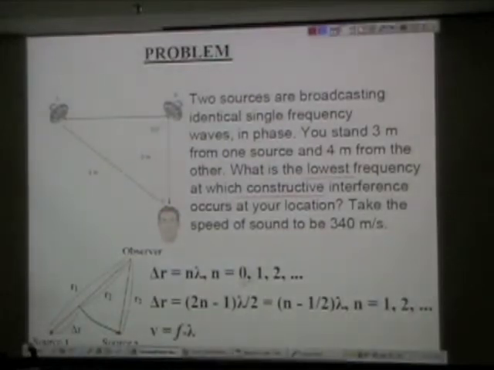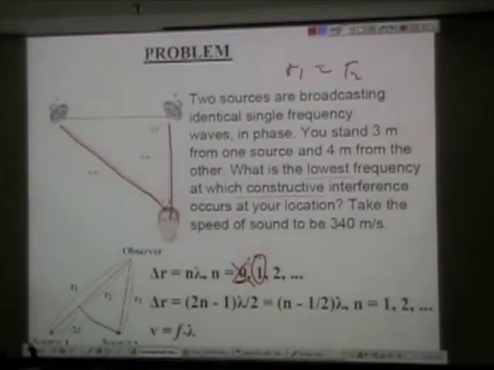Well, n equals 0 could work only when R1 equals R2, when there is no path length difference at all. Clearly, here there is a path length difference, so n cannot be equal to 0 in this problem. So the smallest value of n for the maximum is 1. And other possible values of n to observe constructive interference are 2, 3, etc.